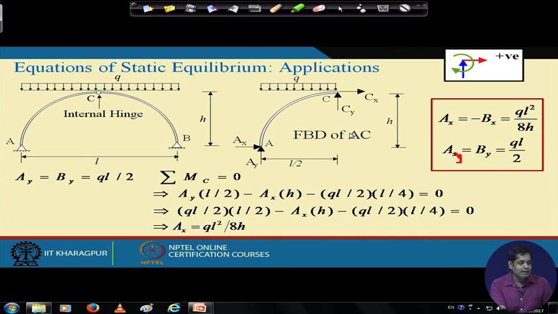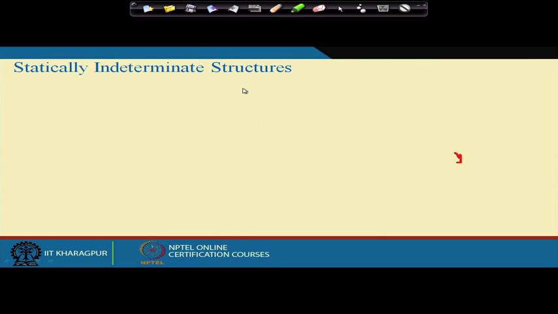Now, again, what have we done? When we provide a hinge, essentially we are giving additional information. What is that additional information? That the moment at that particular hinge is equal to 0, and that additional condition will give you one more equation which can be used along with the other equilibrium equations to determine the support reactions.